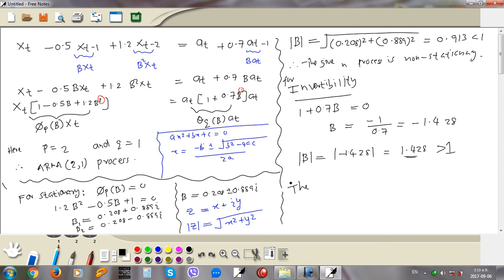So we can write, therefore, that the given process is invertible. So we checked stationarity and invertibility here: the given process is non-stationary but it is invertible.